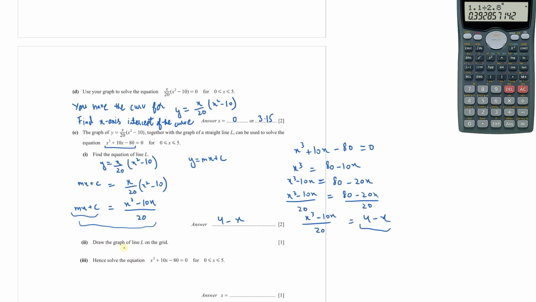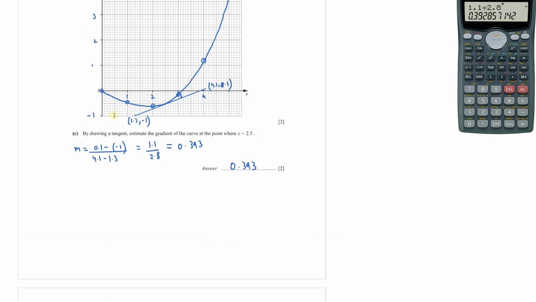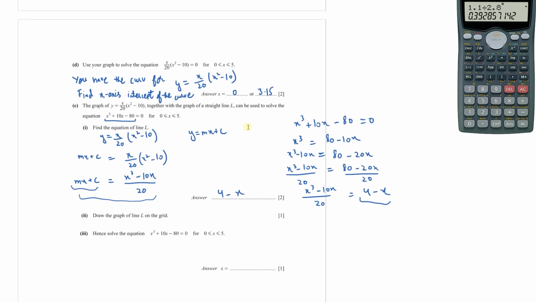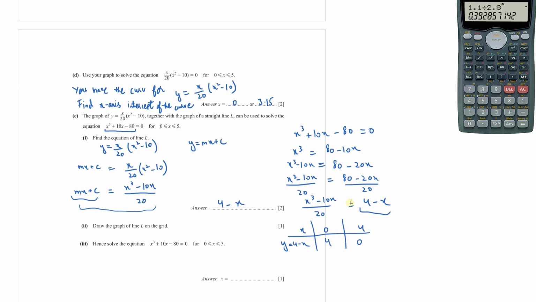Part 2 is draw the graph of the line L on the grid. So my x values range from 0 to 4. So what I can do here is take x equals 0 and 4, and then y is what? 4 minus x. y equals 4 minus x. So 4 minus 0 will be 4 here, and then 4 minus 4 will be 0. So your points are (0, 4) and (4, 0).